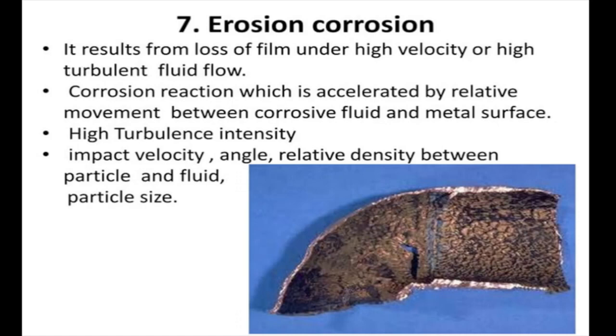Not only the medium, but also the surface or the subsurface of that particular pipeline or closed channel body also plays a very important role in corrosion. Now one more important criterion is high turbulence intensity. Turbulence, that is the chaos, is whenever the fluid is moving through the pipeline or closed channel, turbulence should be there.